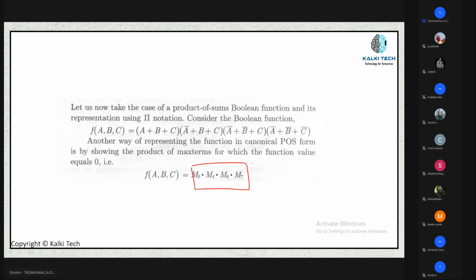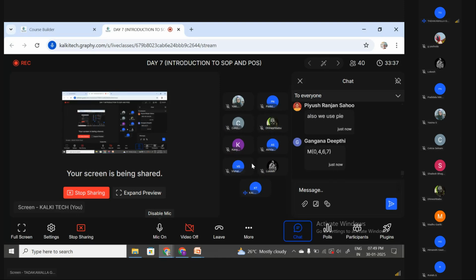So this is how we represent our min terms and max terms in the standard SOP form or standard POS form. In our next session, we will see how to convert SOP form to POS form and POS form to SOP form, and how to simplify SOP and POS expressions. So what techniques do we have?